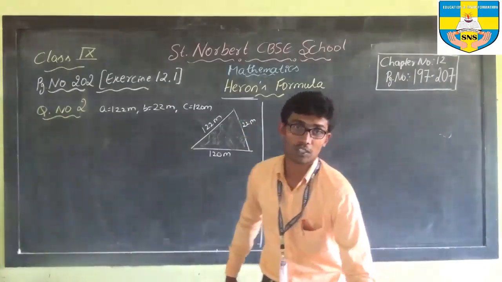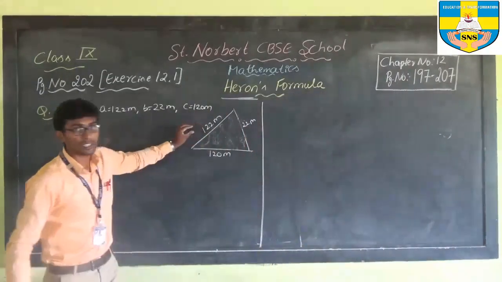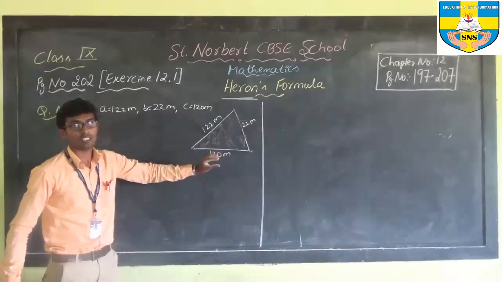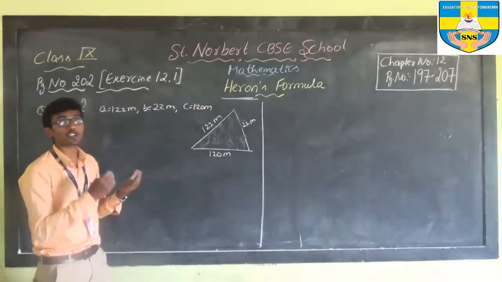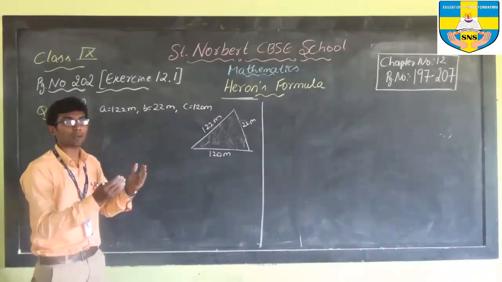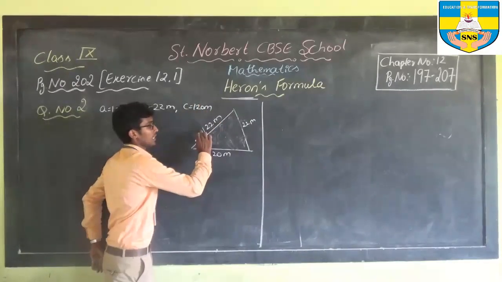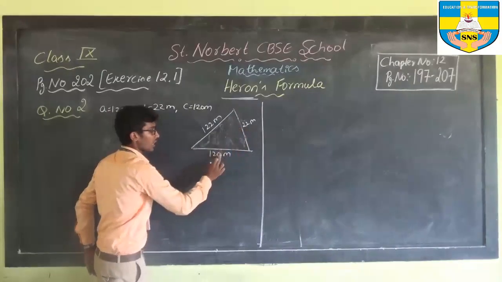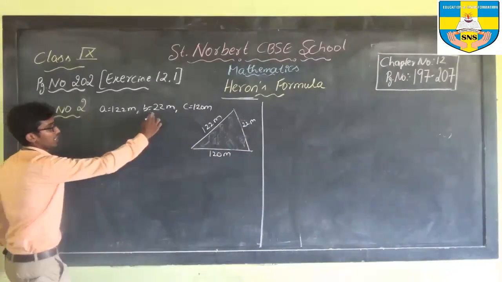When you look at this question, we have A, B and C. There is no height given. There is no question of solving this problem by using half into base into height. You need to depend on Heron's formula. A is given, B is given, and also C is given, that is written here.